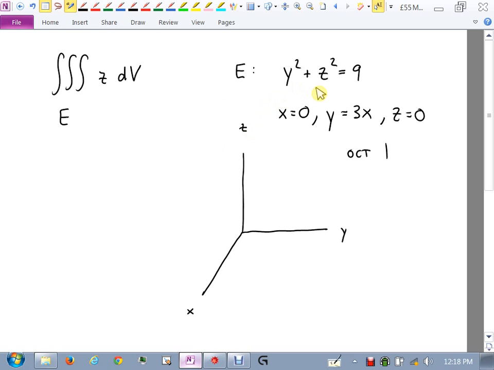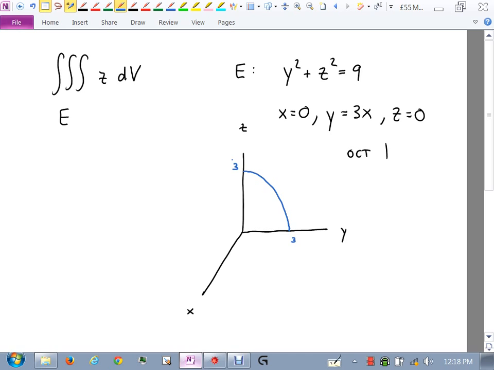y squared plus z squared equals 9 is a cylinder. It should run parallel to the x-axis since the x variable doesn't appear. It should have a radius of 3, right? So this is like a cylinder coming down the x-axis, radius 3. Now, x equals 0 is the yz plane, right? x equals 0 is this back wall. So that should cut my cylinder off, shouldn't it? So I should have something like this on the back wall. 3. Do y'all buy that?